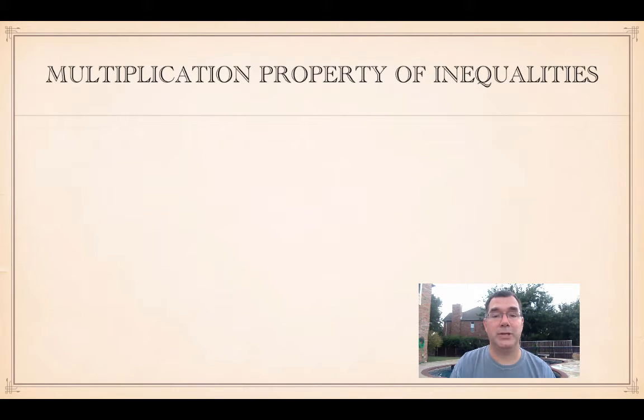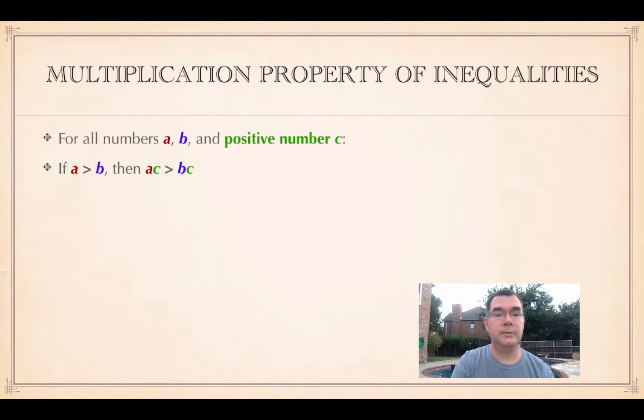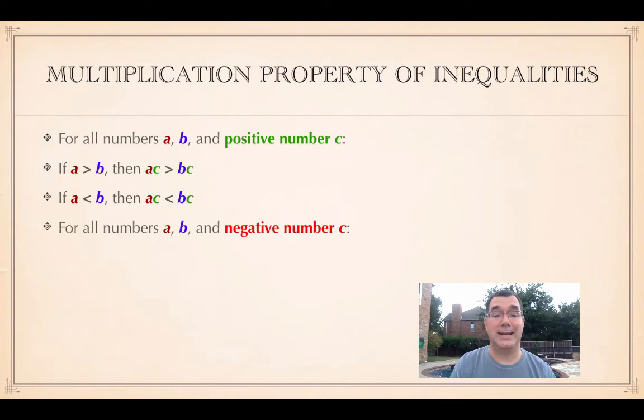So here's the multiplication property for inequalities. For all A and B and positive number C, if A is bigger than B, then I can multiply both sides by the same thing and the inequality sign won't change because C is positive. And if A is less than B, same thing. I can multiply both sides by the same thing and the inequality sign won't change. Okay, now, if C is a negative number, if A is bigger than B, then if I multiply both sides by the same thing, then I have to change that inequality sign so it faces the other direction.